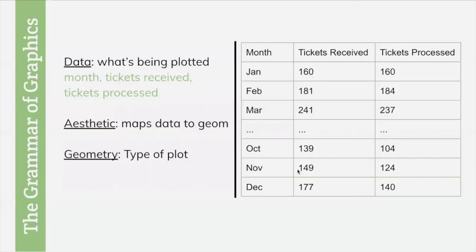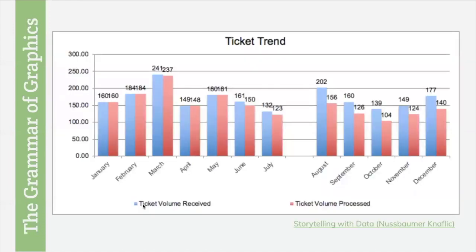So we're taking all of these data, we're mapping the data to a geometry and then specifying that the x-axis is going to be month. And then on the y-axis, we're going to have a grouped bar chart where the bars are tickets received and tickets processed. So we've decided it's going to be a bar plot.